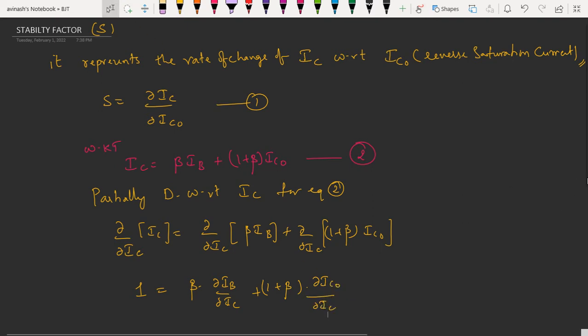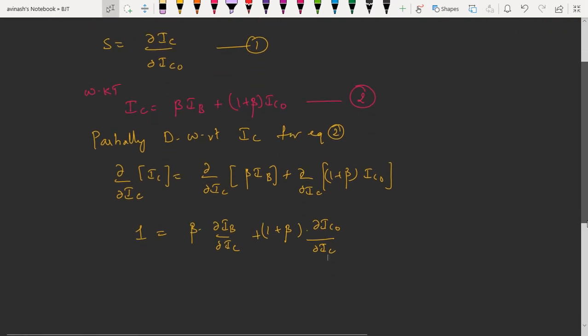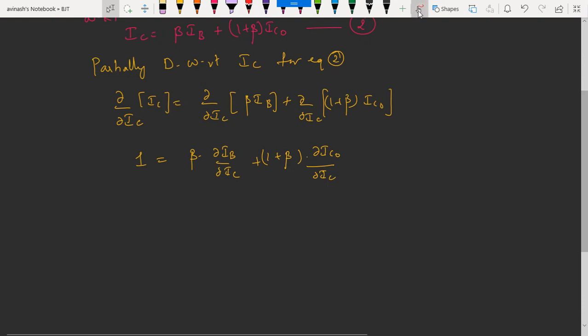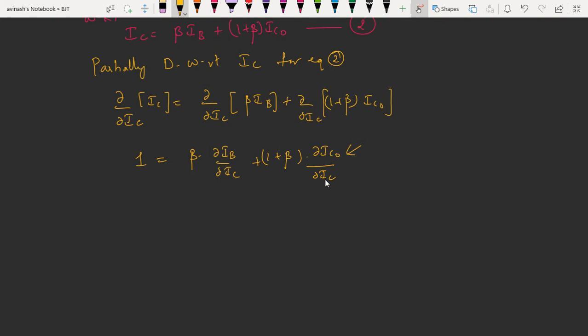Now what I want to find here is the value of this, so let me manipulate this. Let me bring this value to the other side. 1 minus beta into dou IB by dou IC is equal to (1 plus beta) into dou ICO by dou IC.